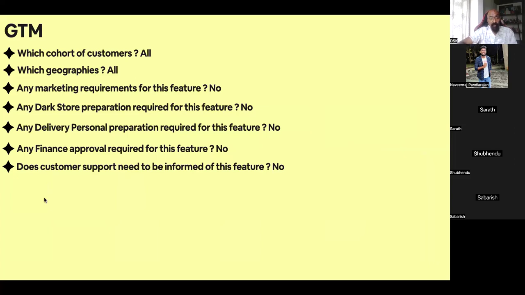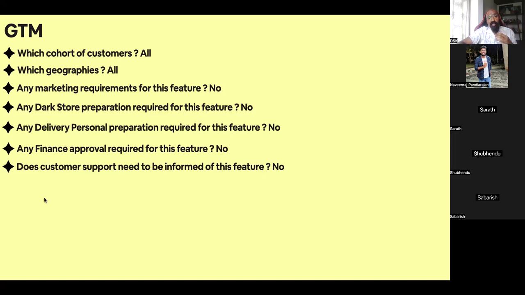So the first question is, okay, which cohort of customers am I targeting? Am I targeting for everyone? Am I targeting for a select set of people? Which geographies? Because say a company like BlinkIt operates in multiple geographies. Is there any risk in doing this across all geographies, or should I do a pilot only in Delhi? If I was to do it only in Delhi, should I do it for select dark stores? What is the pros and cons of that, right?